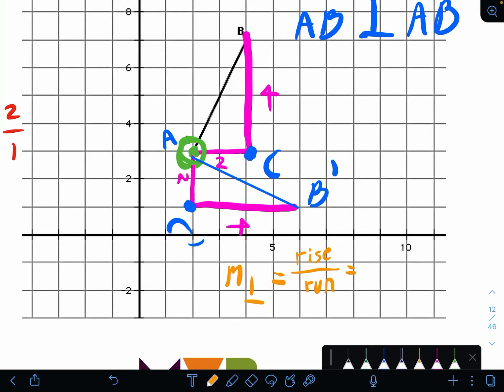Okay, so what's the rise? Well, if I look here, we went down 2. Our rise isn't up 2, it's down this time. So our rise is down 2. And our run is over 4. We went this direction by 4. If we would have gone this direction, we would say it's negative. But we went this direction, so it's positive 4. So negative 2 over 4.